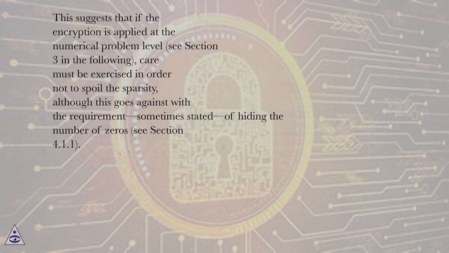This suggests that if the encryption is applied at the numerical problem level, see section 3 in the following, care must be exercised in order not to spoil the sparsity, although this goes against the requirement, sometimes stated, of hiding the number of zeros, see section 4.1.1.